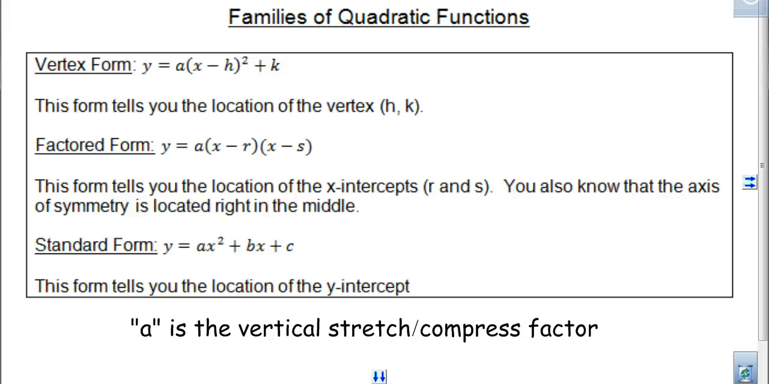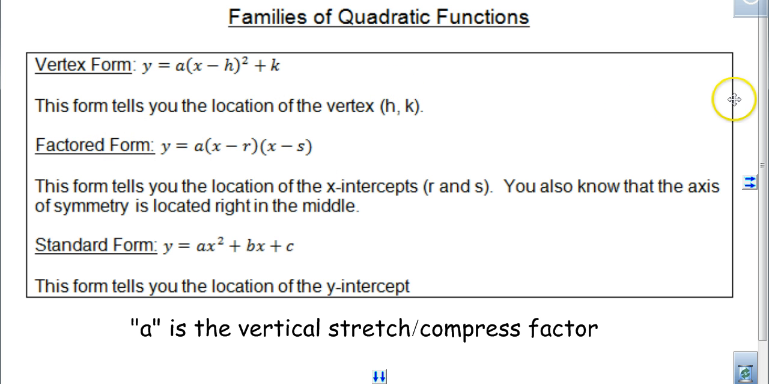All right, families of quadratic functions. What we've seen so far is that there are three different forms of a quadratic function. We first looked at the vertex form, which is in this form right here, and it's called vertex form because it tells you exactly where the vertex is located. The h value and k value tell you the coordinates.